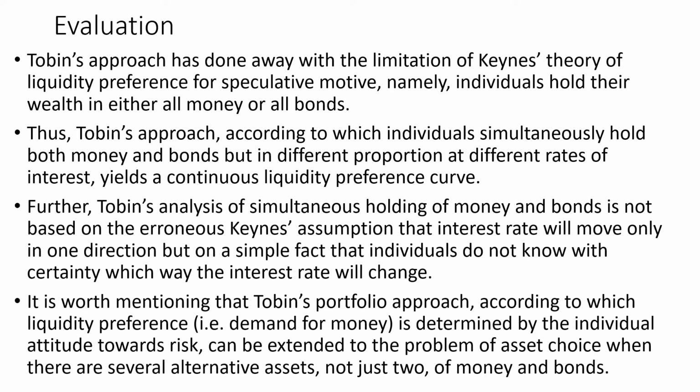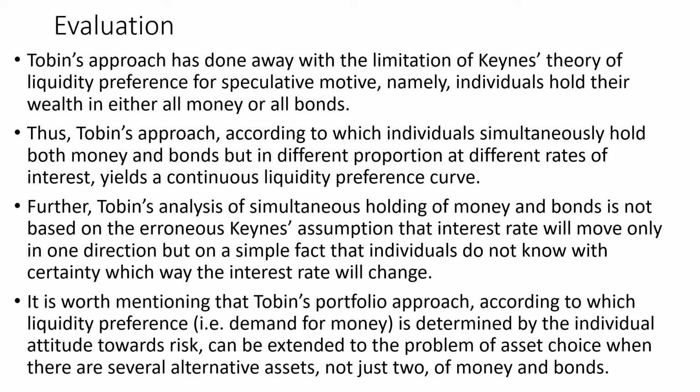And Tobin's analysis of simultaneous holding of money and bonds is not based on any erroneous Keynes assumption that the interest rate will move only in one direction, but on a simple fact that individuals do not know with certainty which way the interest rate will change. We cannot predict whether interest rates would fall or rise in the future. So in order to meet this kind of challenge, what Tobin has done is that he is assuming that people are risk averse and they don't want to make losses in the future. As a result, they will strike a balance between both risky assets and riskless assets.